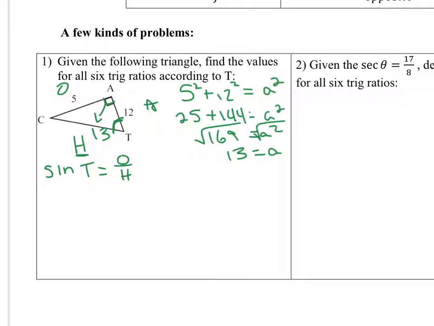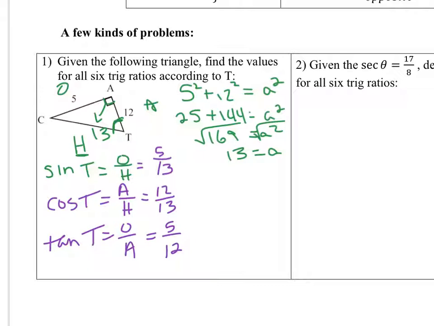Now I do these all at once. Opposite over hypotenuse. You know what? You take a second and fill out the sine t, cosine t, tangent t. And then we'll go over the other 2. Okay, so you should have figured these 3 out. 5 over 13, 12 over 13, 5 over 12.